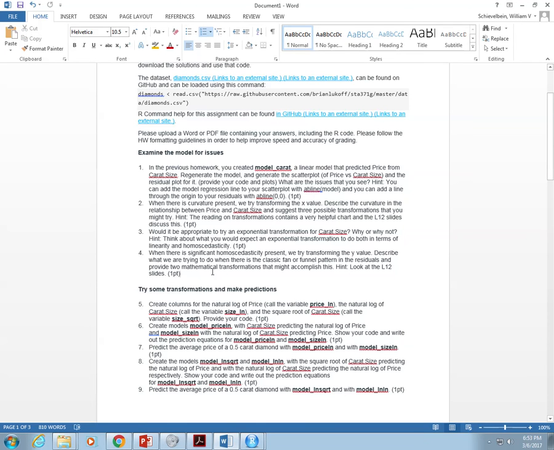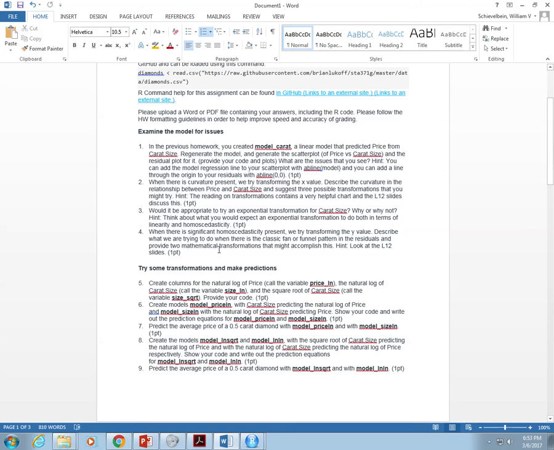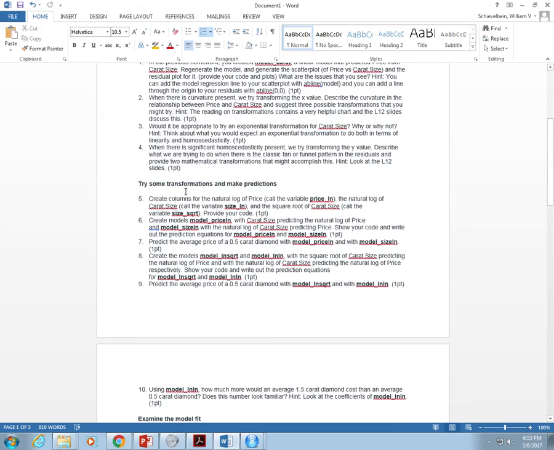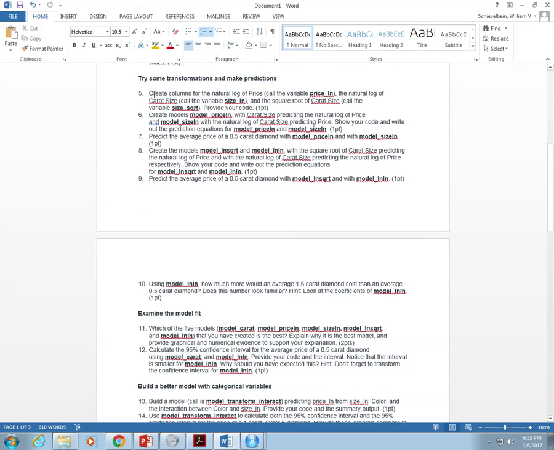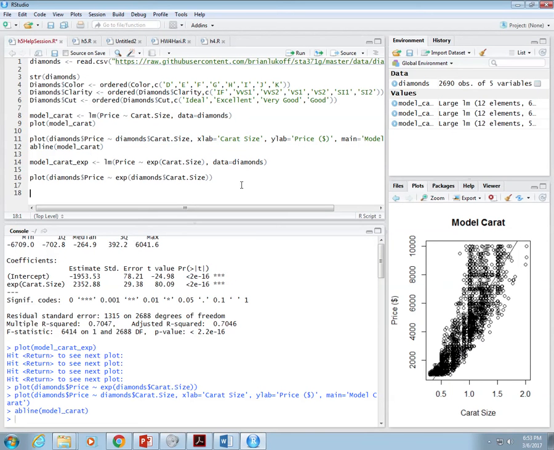Okay. So those first 4 are mostly just talking. So now we're going to try some transformations. So the actual R part. We're going to create columns for natural log of price, called price log, and natural log of the size, and the square root of the size. So this is just basically plugging in some pretty basic R stuff.